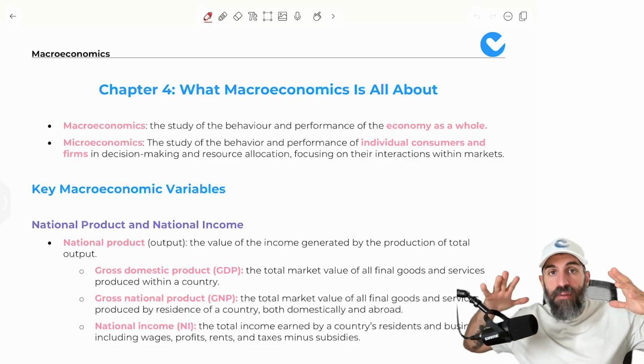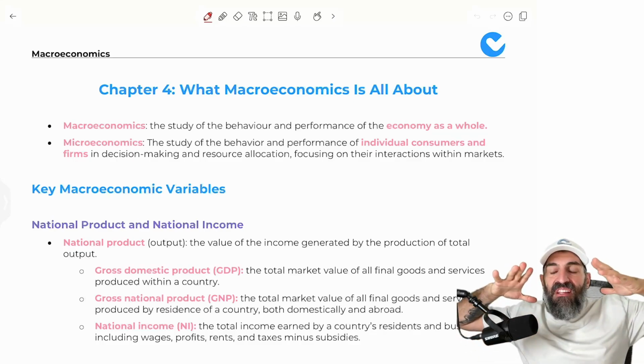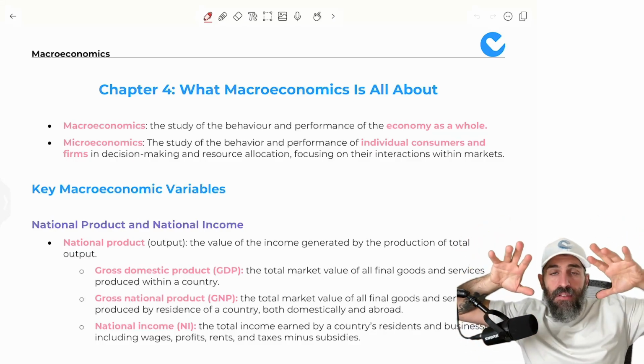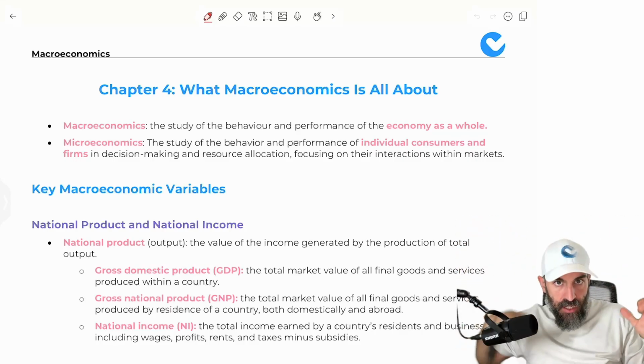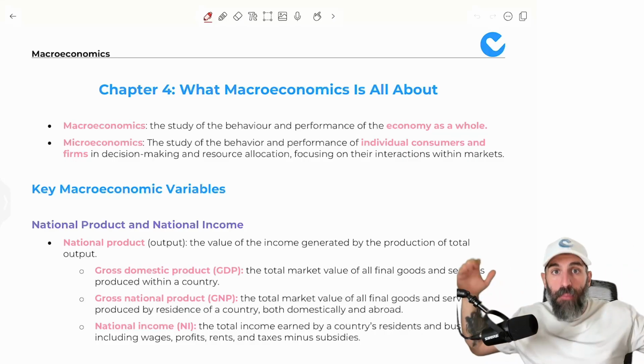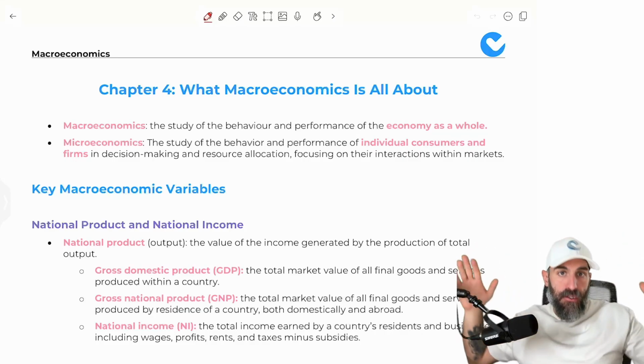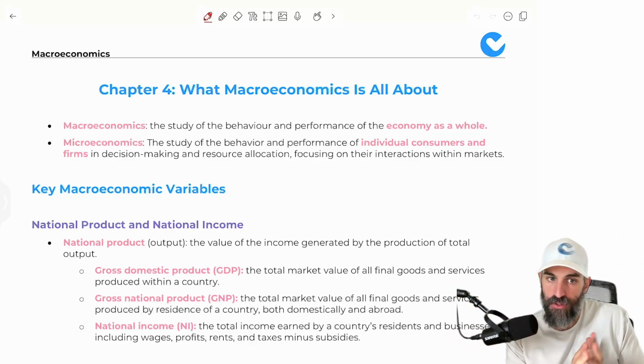Whereas macroeconomics looks at the entire country. So we often call it the aggregate of everybody in the economy. So not just one person, but all people. Not just one company, but all companies. And that's what we're going to be looking at in this course.